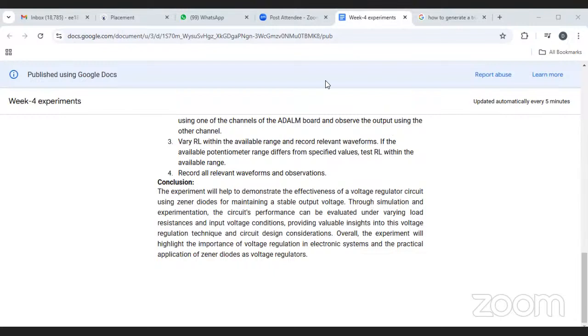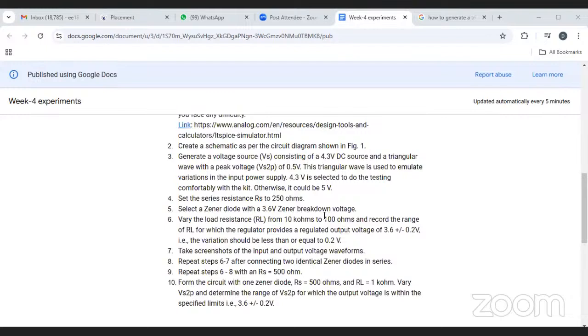Ma'am, I have two doubts in the first part. When I connect RS as 500 ohms, should I observe the waveform when I connect one Zener diode and two Zener diodes in both cases? Yes, yes.